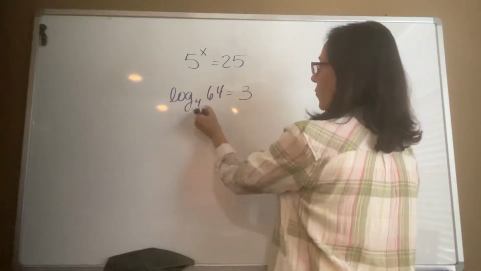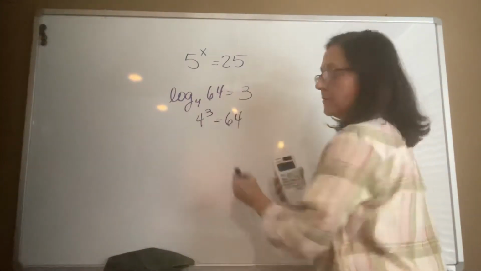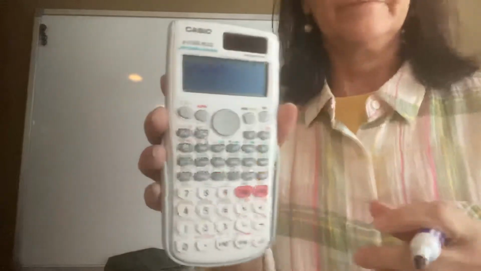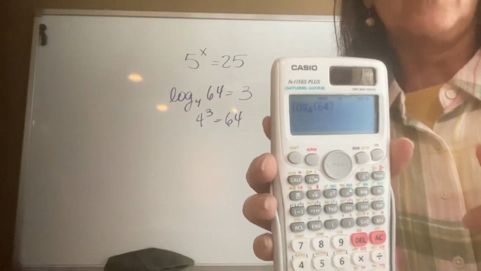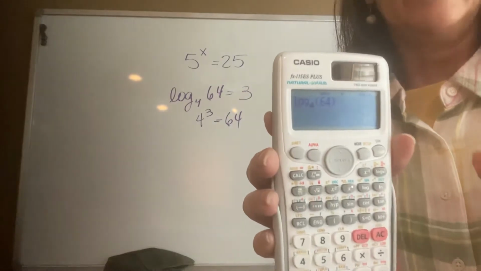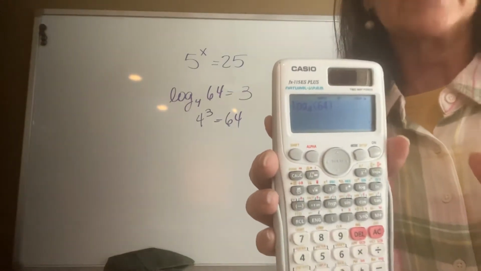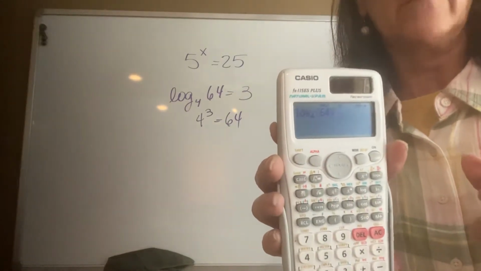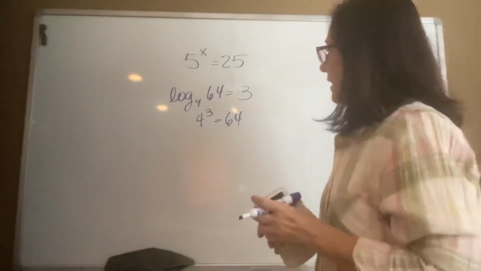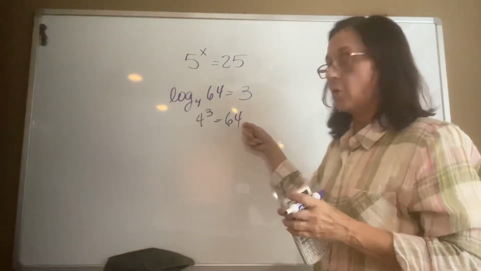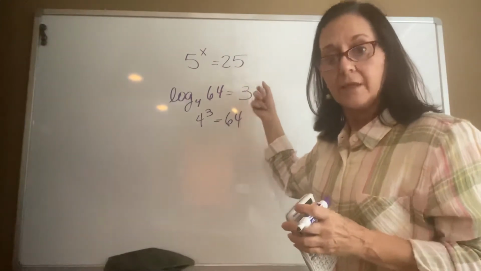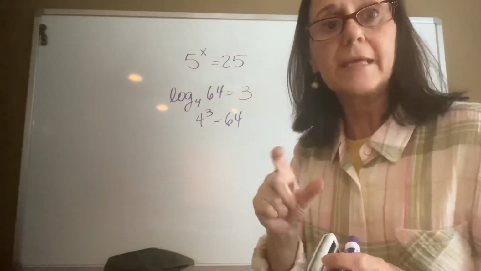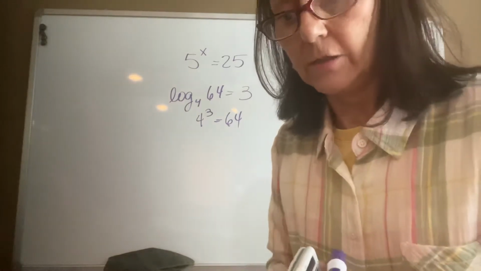Why? Because 4 cubed, in fact, equals 64. That's what that says. 4 cubed equals 64. That's the same equation as the log base 4 of 64 equals 3. This is in exponential form. This is in logarithmic form. Okay? Let's do one more in logs before we get to natural logs.